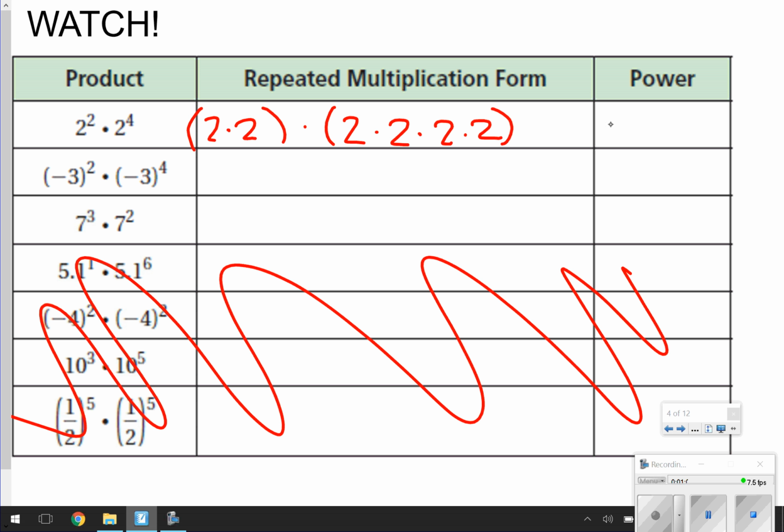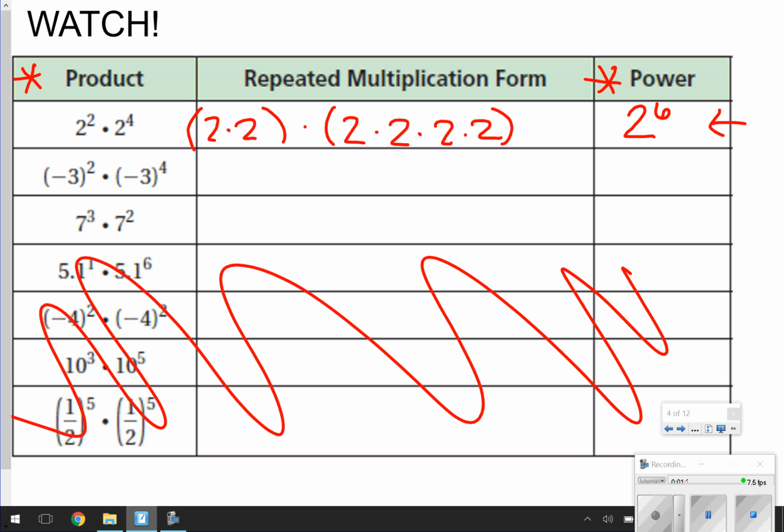Over here it says to write the power, and that's just meaning writing it with an exponent and a base. I know that I have 2's, so that's going to be the common number, so that'll be my base. And then I just count how many 2's I see. 1, 2, 3, 4, 5, 6. So from 2 to the second times 2 to the fourth, I did my repeated multiplication. That's going to change to 2 to the sixth. Maybe start to notice how we change from the product and get to the power.